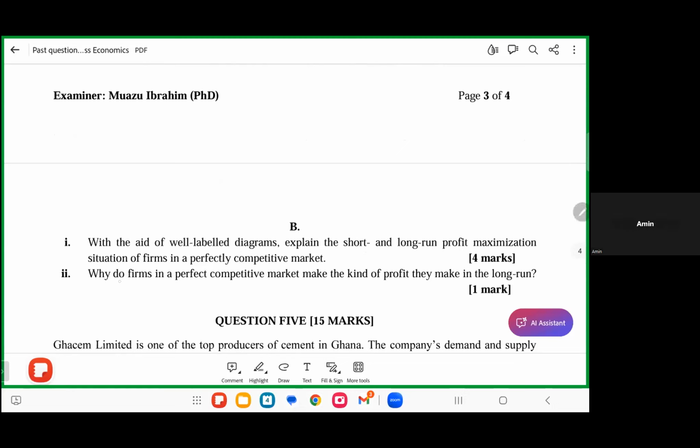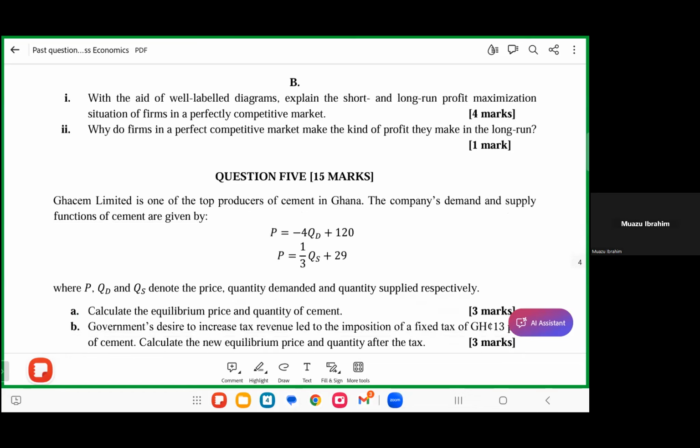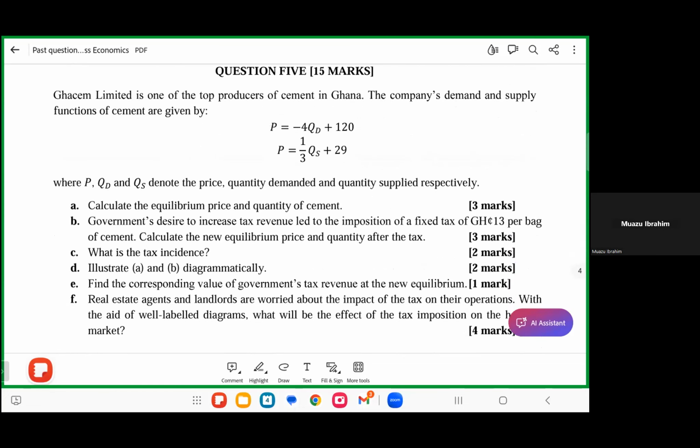And the last part is, why do firms in a perfectly competitive market make the kind of profit they make in the long run? Remember, in the long run, what do they make? They make zero profit or normal profit. When you say subnormal profit, I'll give you zero. They make normal profit or zero profit in the long run. And why? Because of free entry and free exit.